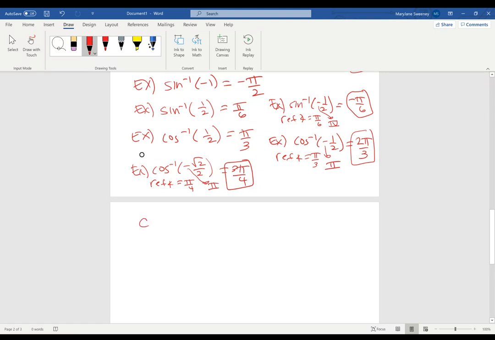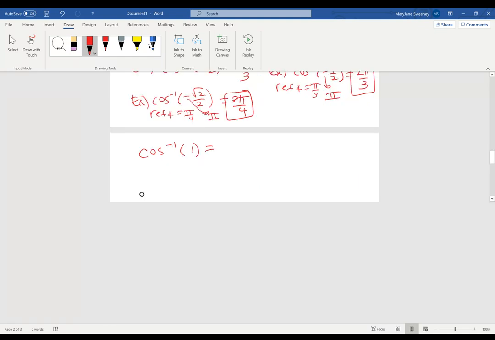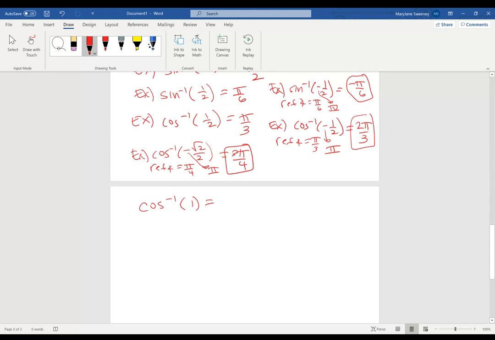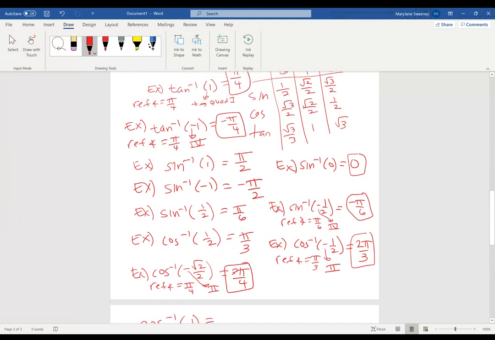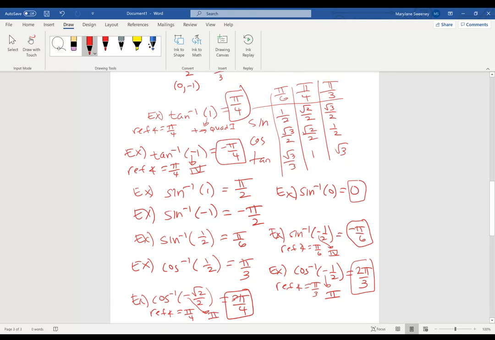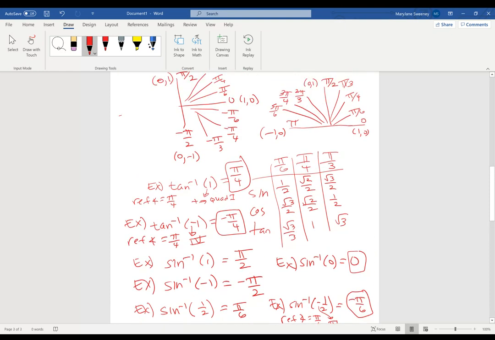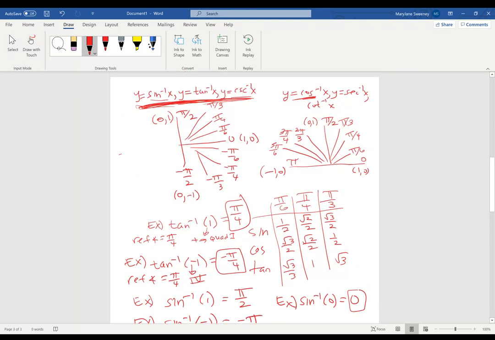All right. What about if it's inverse cos of 1? Where is cos 1? Well, if I go back to my chart, cos 1 isn't in the chart. So now I have to go to the diagram here. Where is cos 1? Well, cos is the x coordinate. So cos is 1 at 0 radians.